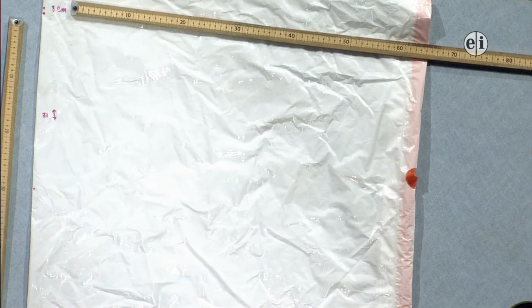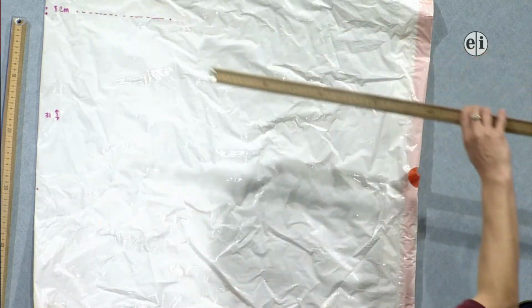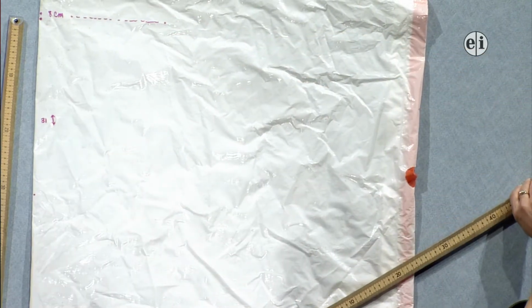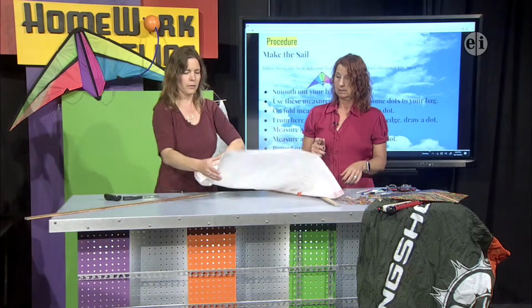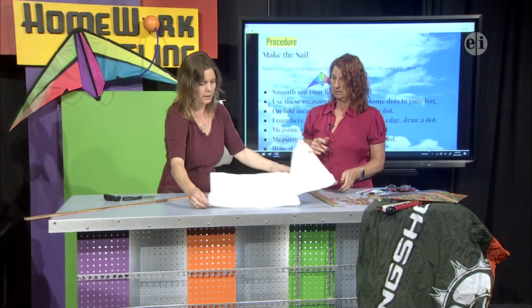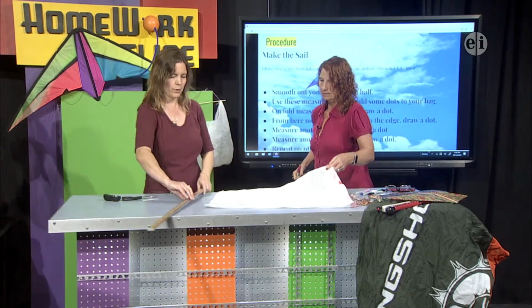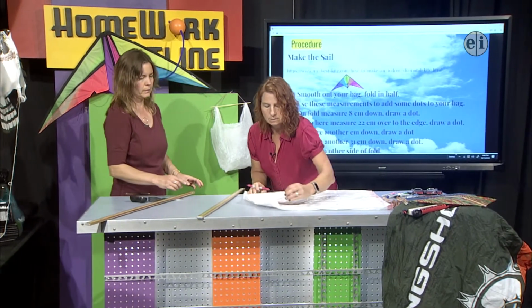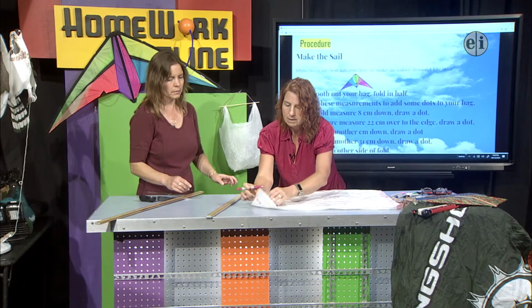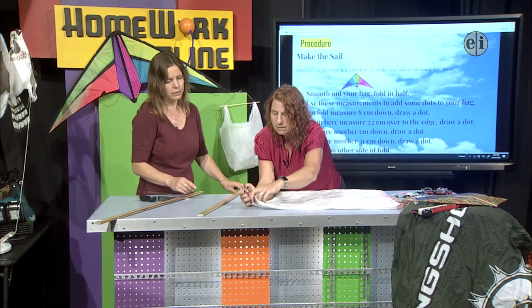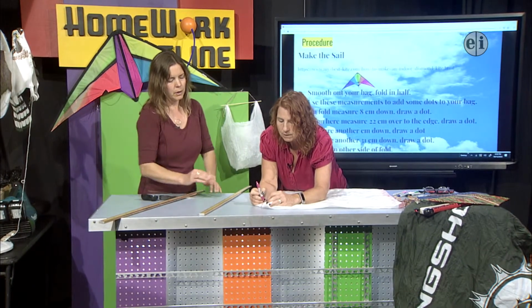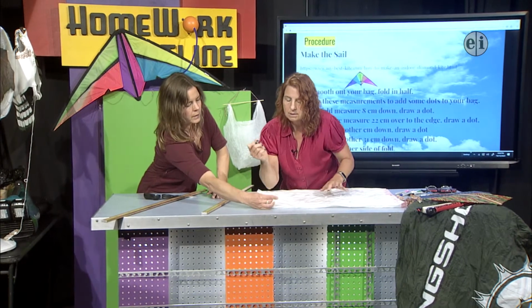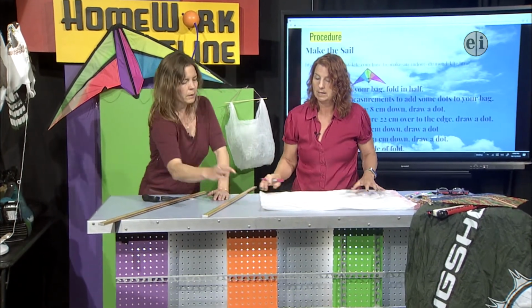Okay, now what are we doing? Now we're gonna repeat the pattern on the other side. Can we see it through the white bag? No, we cannot. So we're going to make the same marks, 8 centimeters down. If I go like this, I can be sure I'm not goofing up. We might have to miss the seam. I think that seam might mess us up.